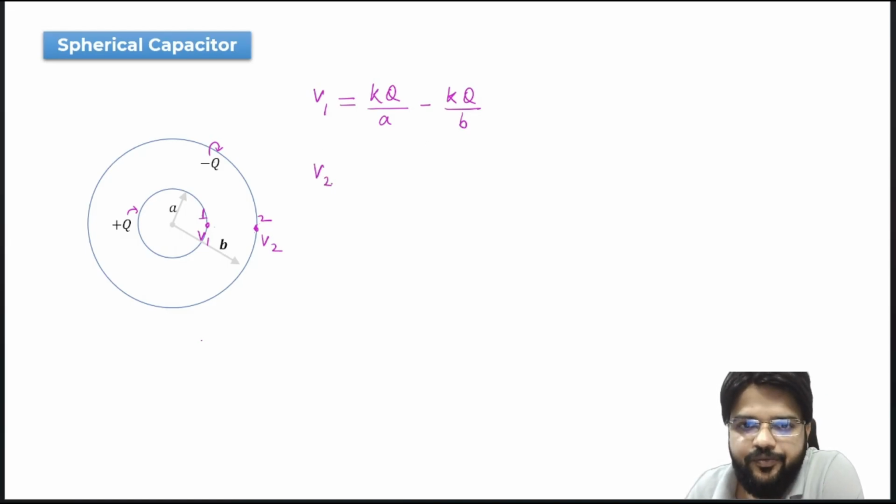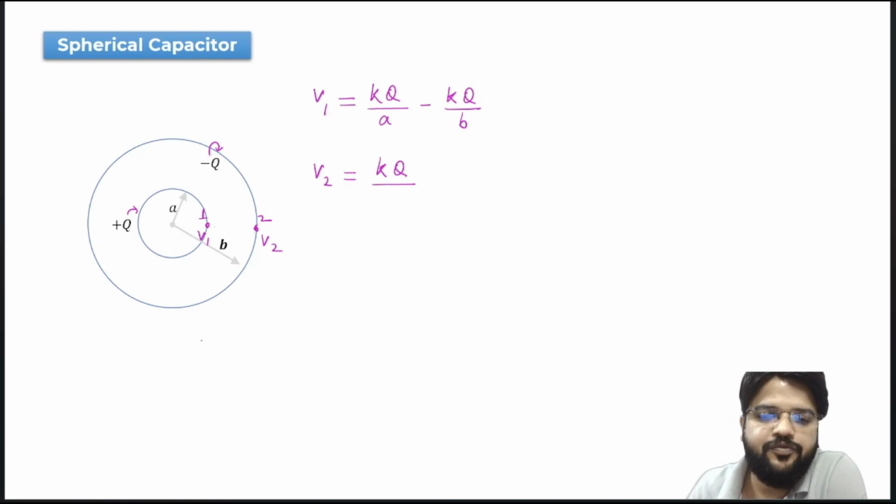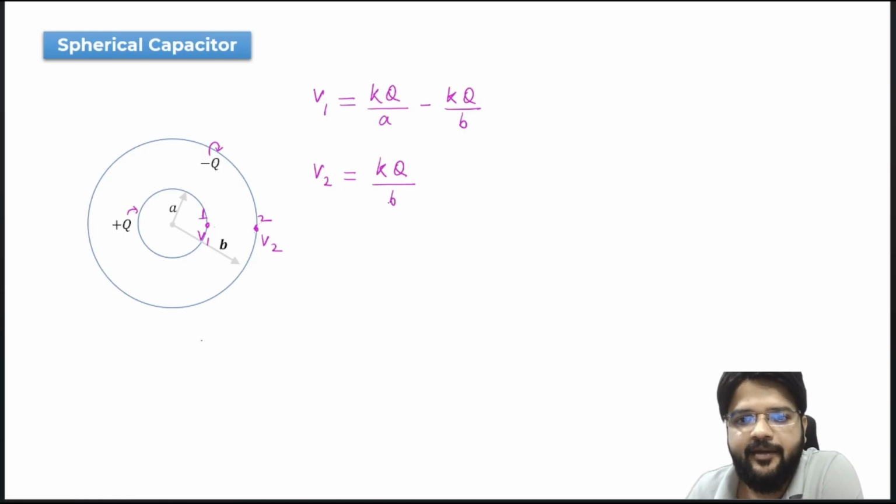Now we will write V2. V2 is equal to what, everyone? V2 equals KQ by B, and here first of all I am writing the potential due to this plus Q charge. So the potential due to this plus Q charge at the second point can be written as KQ by B, and due to this minus Q charge, the potential at the second point is minus KQ by B, correct?